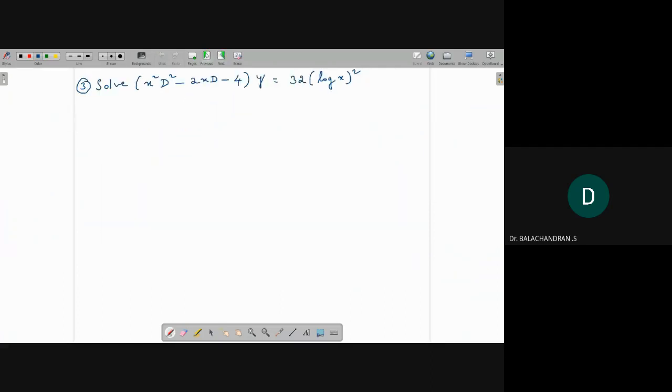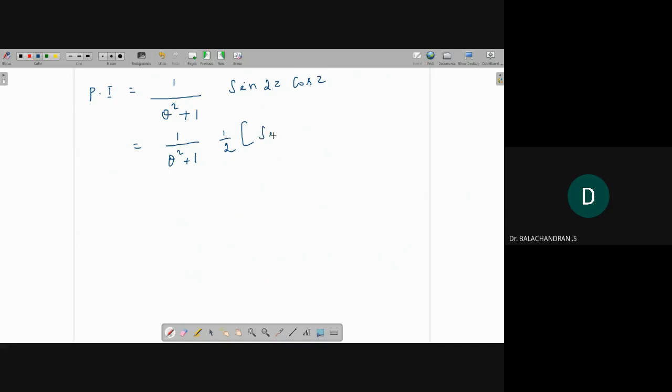PI equal to 1 by theta square plus 1, where the right hand side is sine 2z into cos z. Now this is equal to 1 by theta square plus 1. So here 2 is missing, so 1 by 2 into sine of A plus B, that is 3z, plus sine of A minus B. So now this is equal to 1 by 2 into 1 by theta square plus 1 into sine 3z, plus 1 by 2 into 1 by theta square plus 1 into sine z.